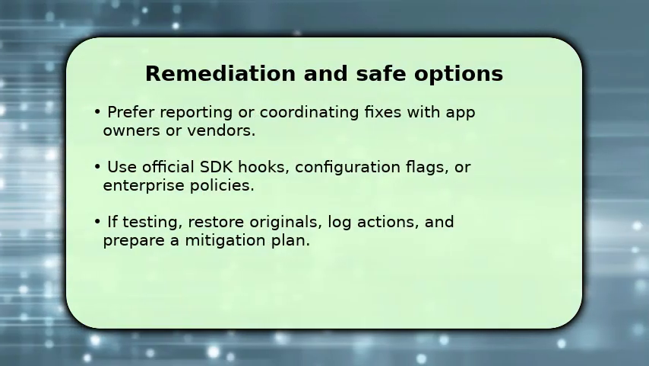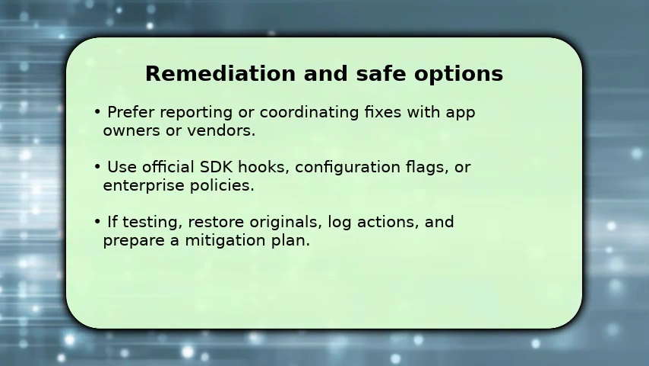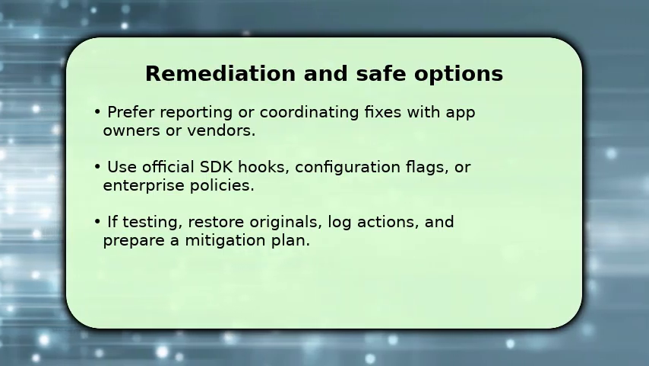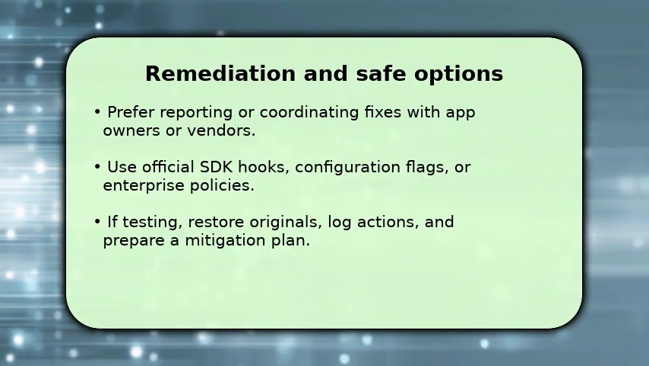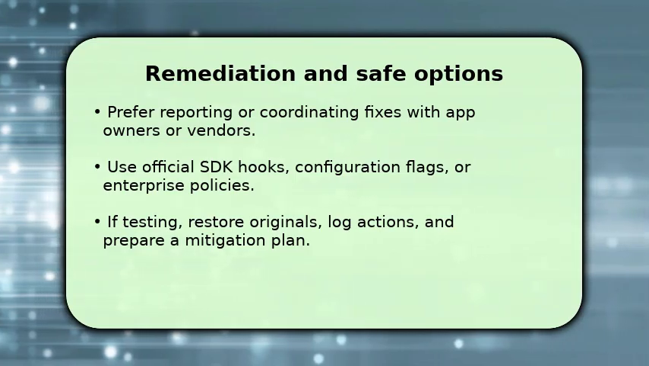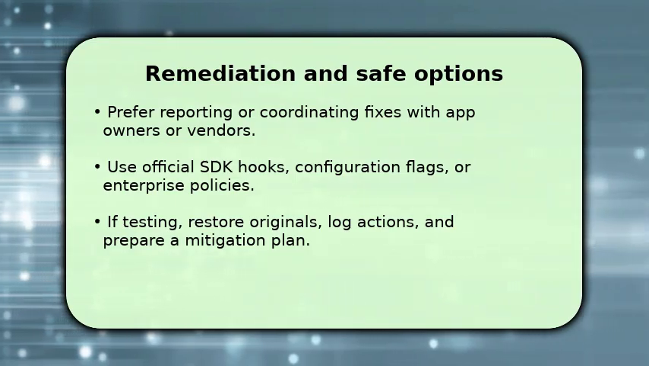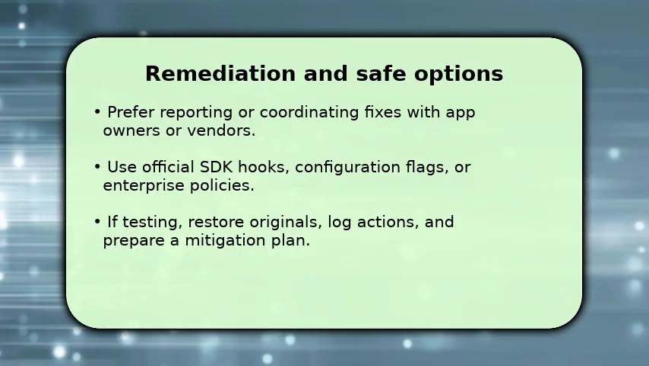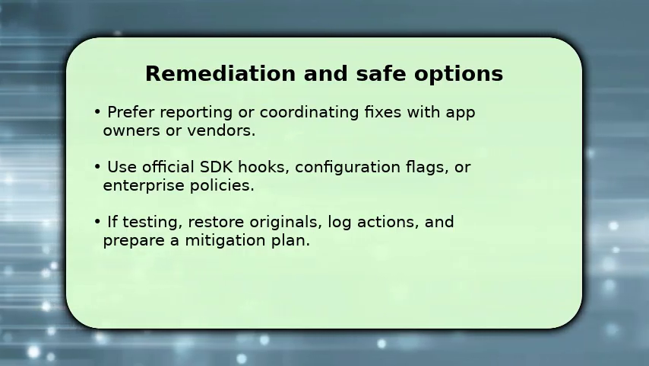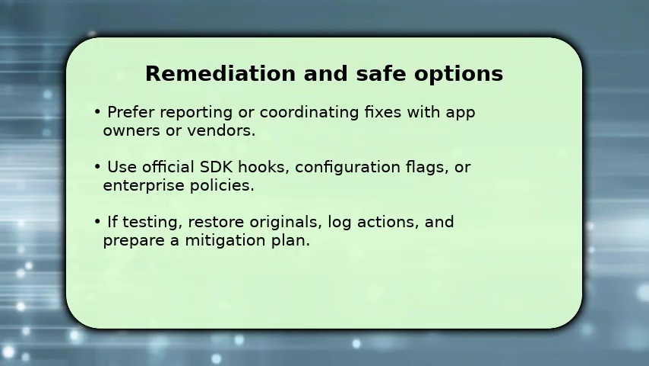To finish, choose responsible remediation paths. Report issues to the vendor or coordinate fixes rather than altering production APKs. Where permitted, use official SDK hooks, feature flags, or enterprise policy configurations to change behavior safely. This preserves integrity and accountability.